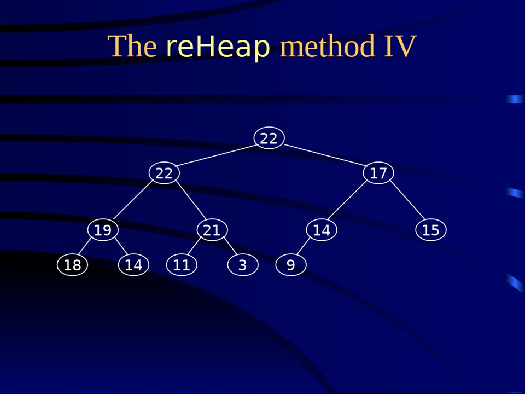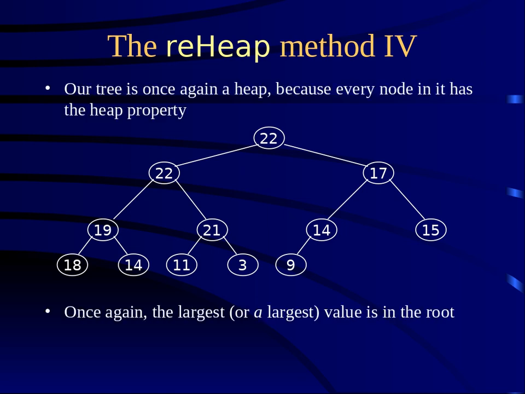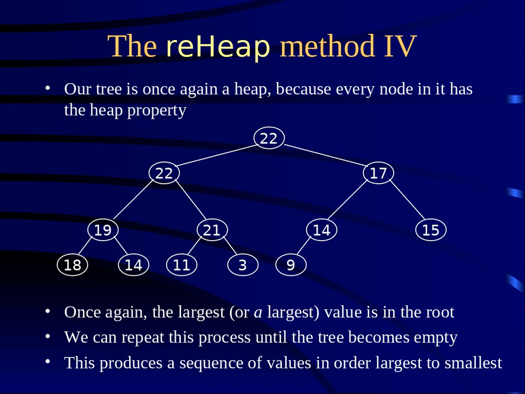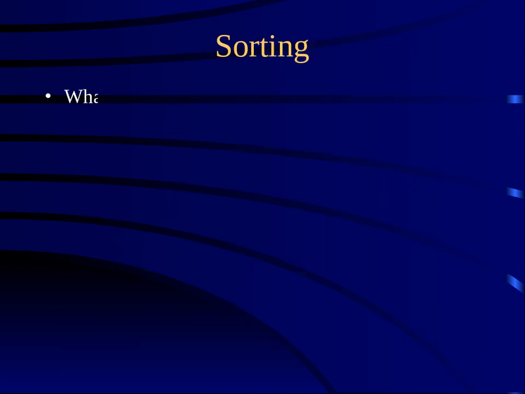All right. The largest stored value is in its root. We can repeat this process until the tree becomes empty. And why would we want to repeat this process until the tree becomes empty? Because then we'd get all the nodes starting from the largest to the smallest, which would make it sorted. From largest to smallest, aka sorted.